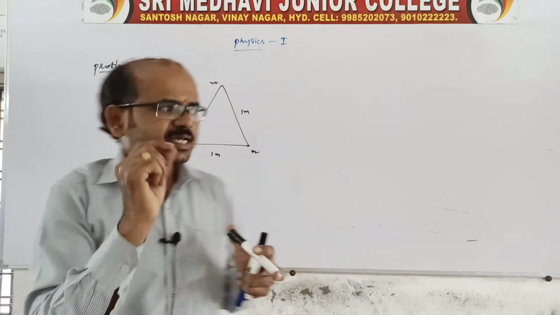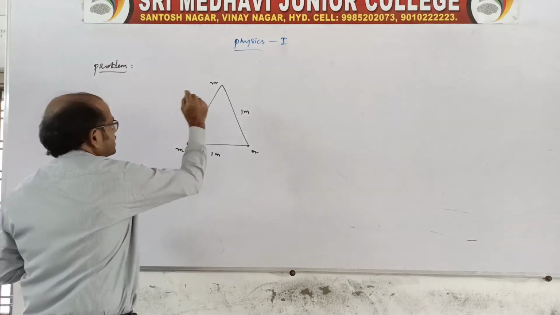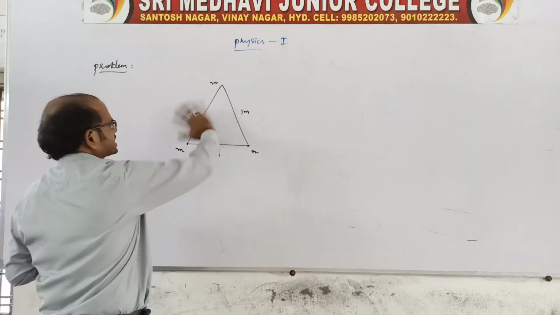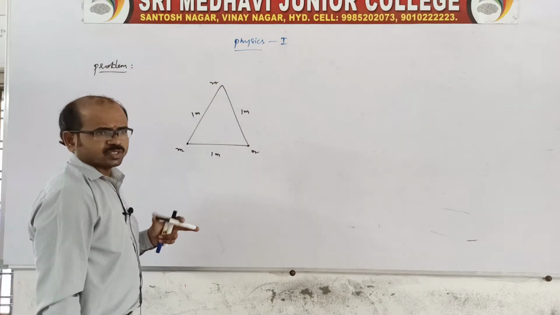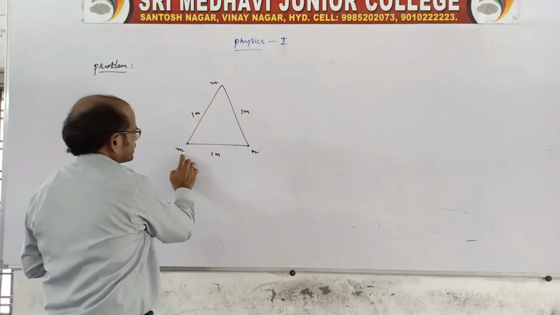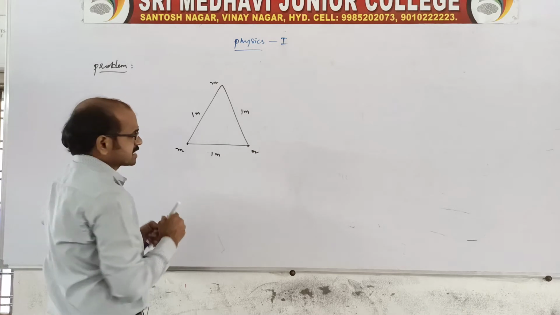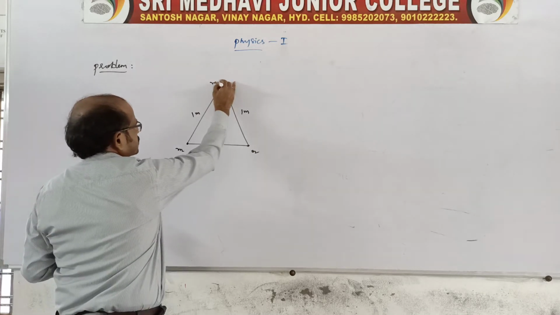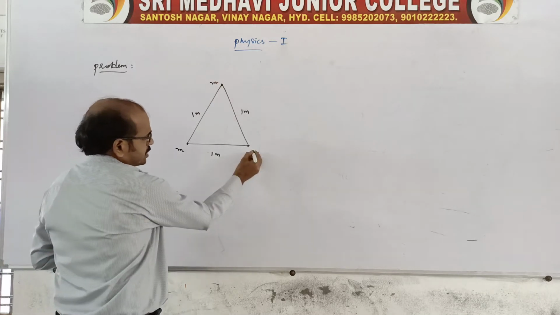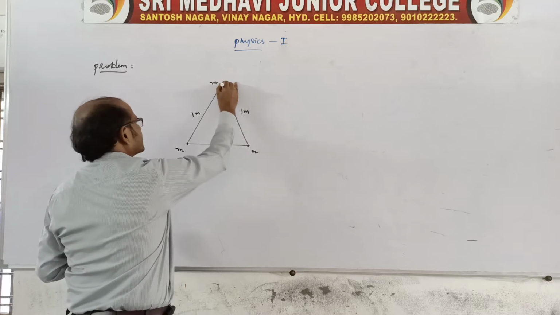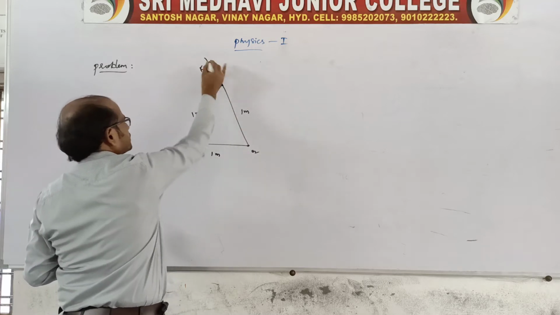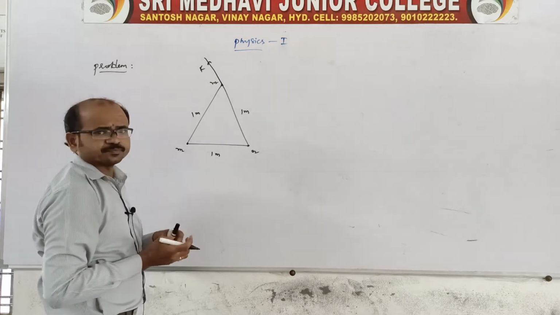The question is: three identical masses are placed at the corners of an equilateral triangle, find the resultant force at any one of the corners. You take any one corner, either this corner or this corner. So the resultant force is asked. Suppose I choose this corner, then the force acting between these two particles, you say F, because of M and M only.